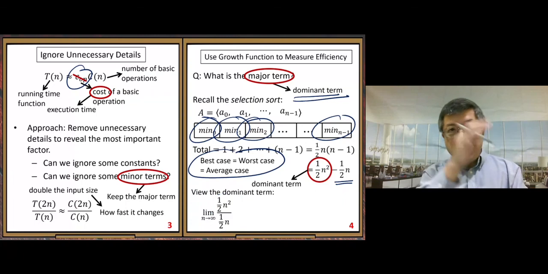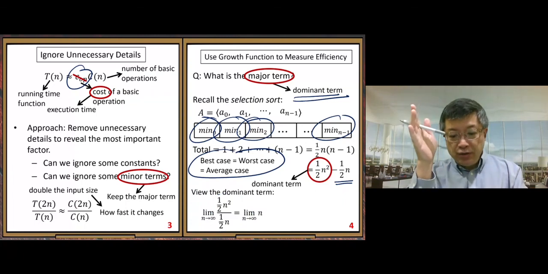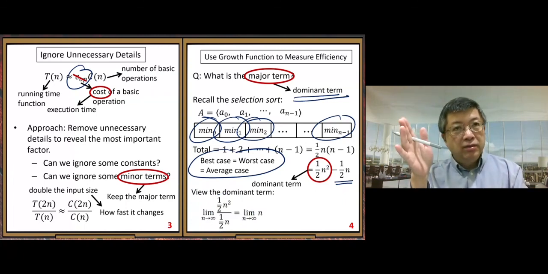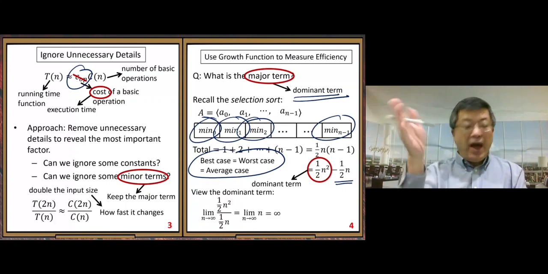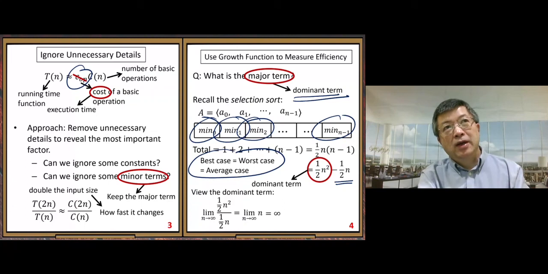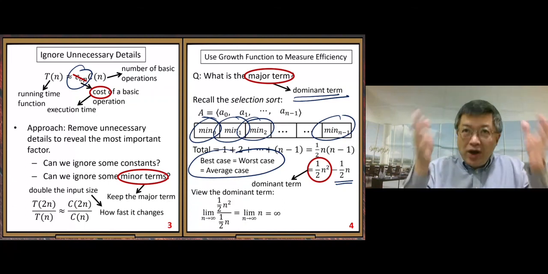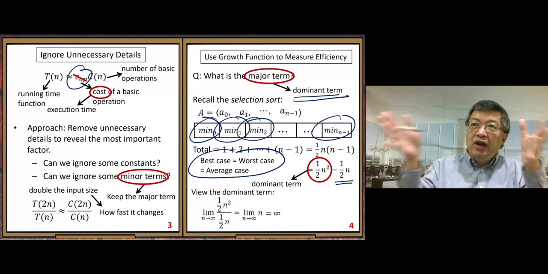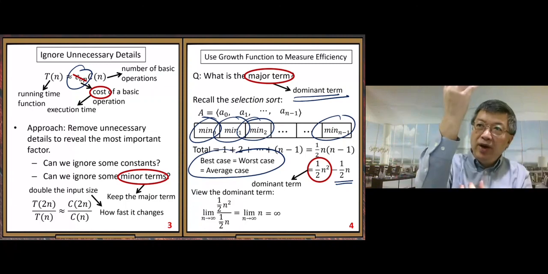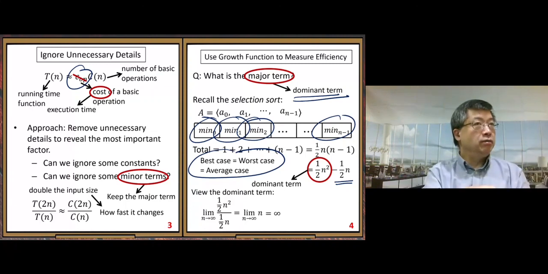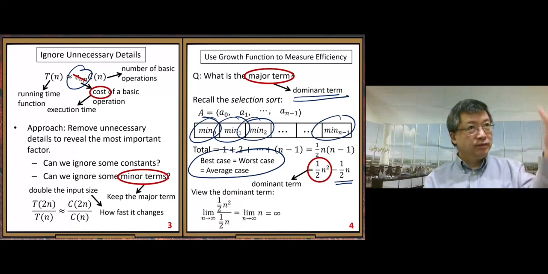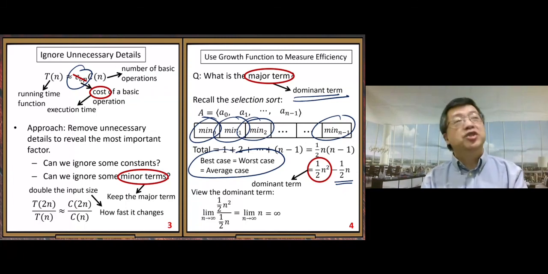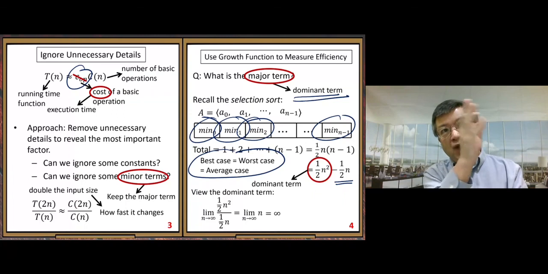After you do cancellation, you simplify the ratio. You get the limit of n when n goes to infinity, which is infinity. So now the conclusion: if the ratio goes to infinity, can you say the numerator dominates the denominator? Yes, you can. Ratio goes to infinity, that's dominant. That's the reason behind the dominant term.